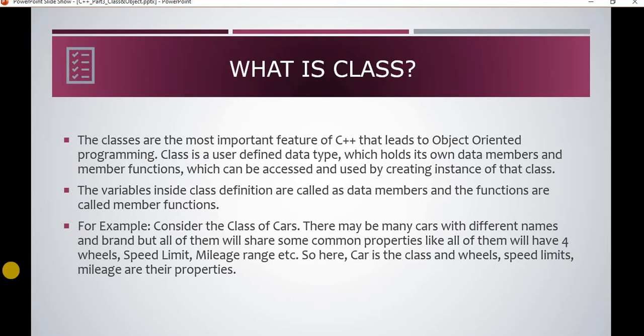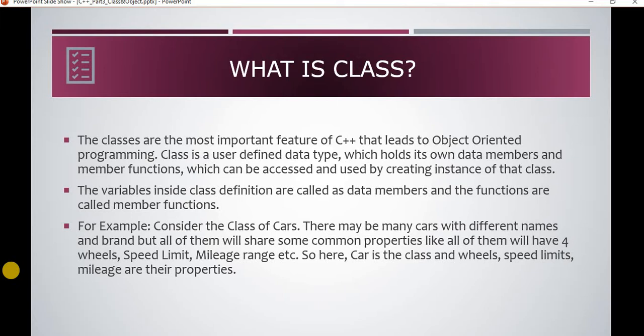Instance is nothing but the object of the class, and the variables inside the class are called the data members, and the functions we call member functions. So let's understand this class with the example of a car. We all know that in our market, cars come in different names and different brands, but all share common properties. Like all cars will have four wheels, and all will have some speed limit and mileage range. So all these we say are properties of a car.